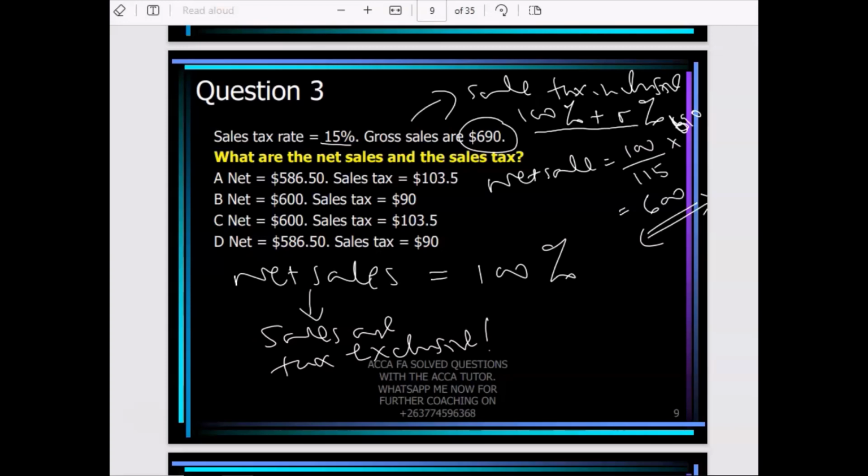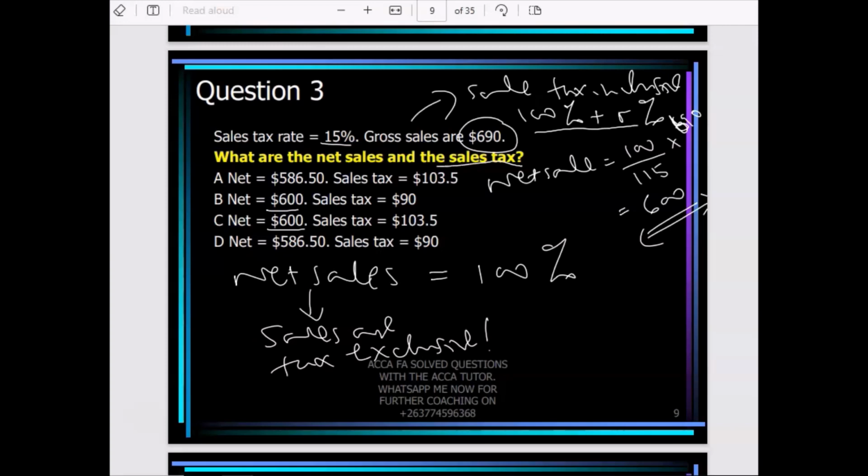So in the exam, because of time pressure, you must use the technique of elimination. So you can see that our answer should be revolving around B and C, because the B has got net sales of 600 and C has got also net sales of 600. However, how then do we know which of these is the correct answer? You then have to move on to calculate the other part of the question, that is the sales tax itself.